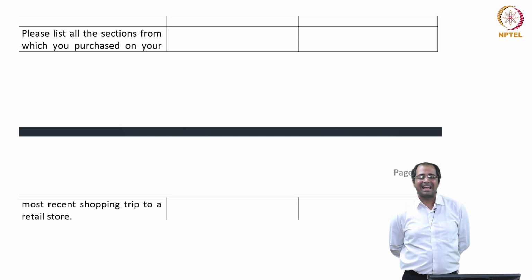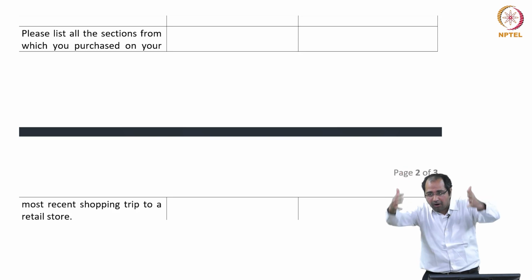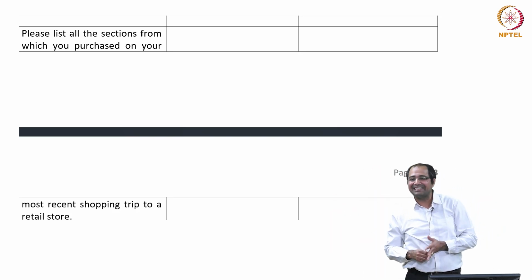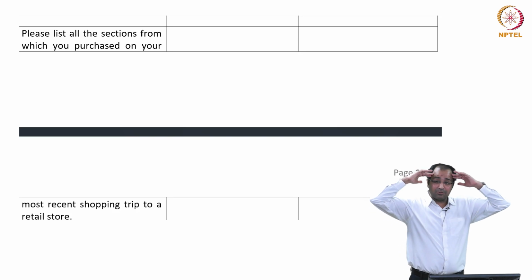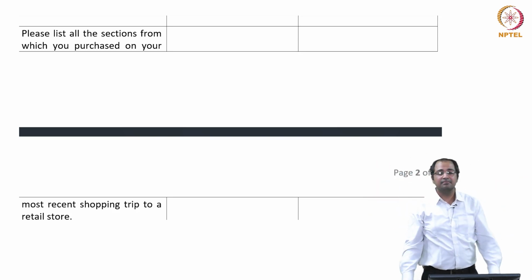Again, here the problem is you are requiring people to put in effort. Why don't you give all the departments and centers and say tick the ones you visited, to make it easy for them so that they do not have to recall? They have to only recognize where they went.